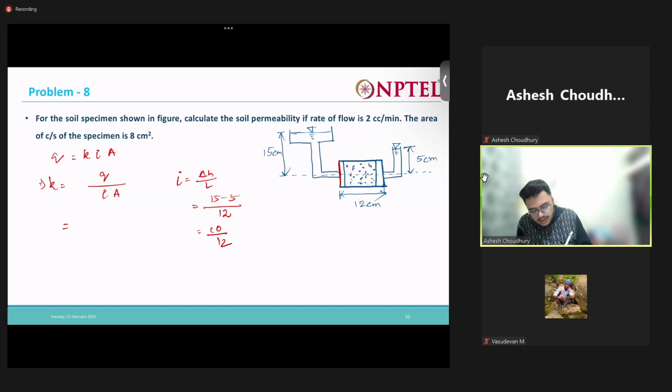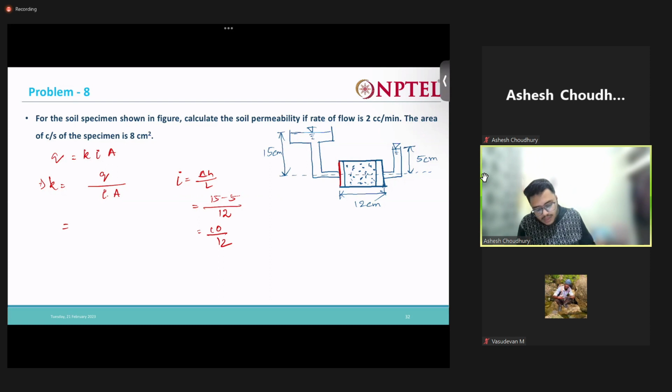So 40 centimeter by the length of flow, which is 6 centimeter. Okay, this 6.67 is my hydraulic gradient. So in a head of 40 centimeter, my flow is occurring over a length of 6 centimeter. So I have my hydraulic gradient here, 40 centimeter by 6 centimeter, which is nothing but 6.67.